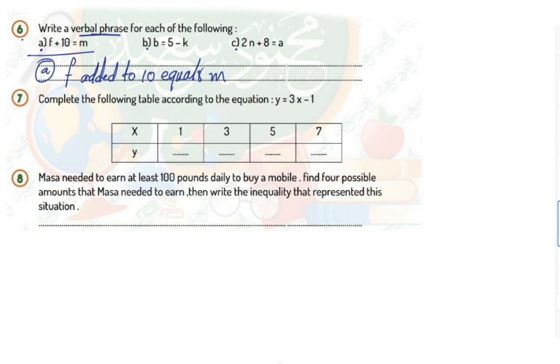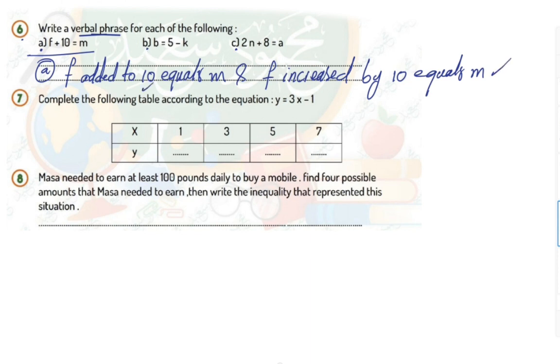You can write it another way. Like what? Like F increased by 10 equals M. That's okay, and that's okay.